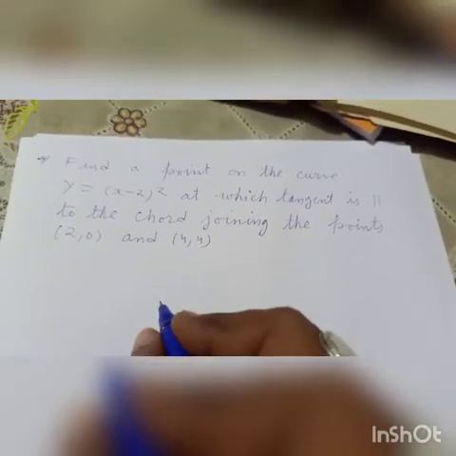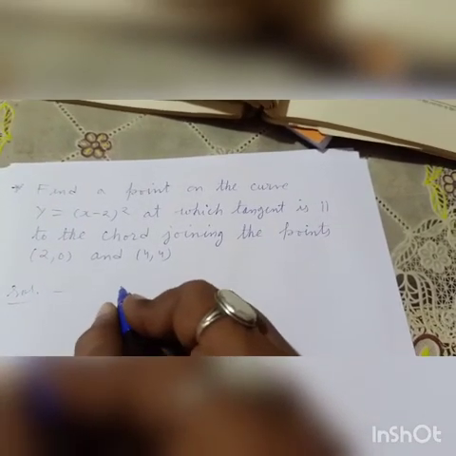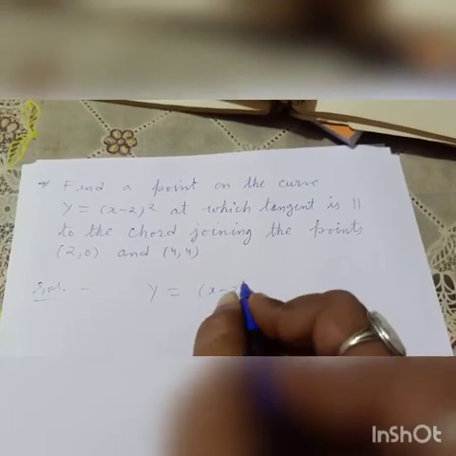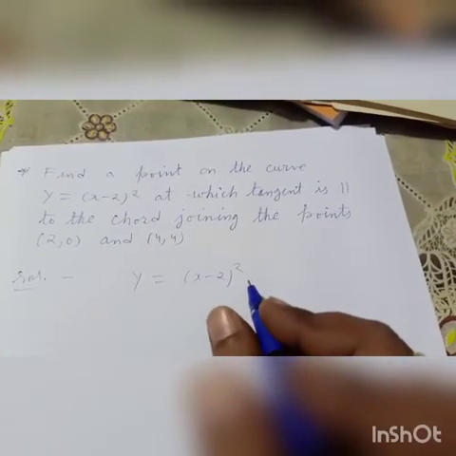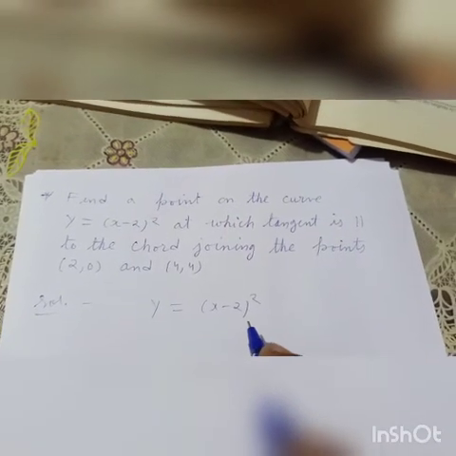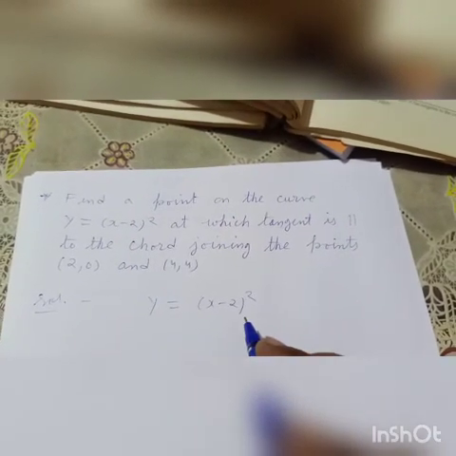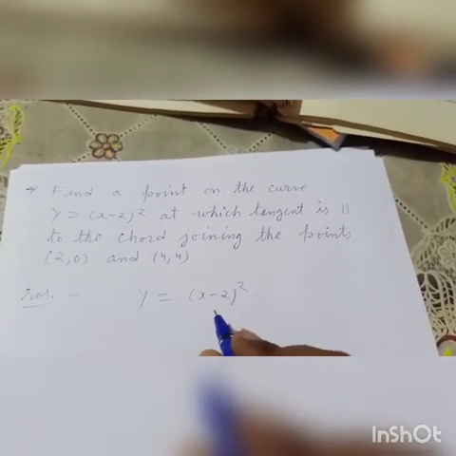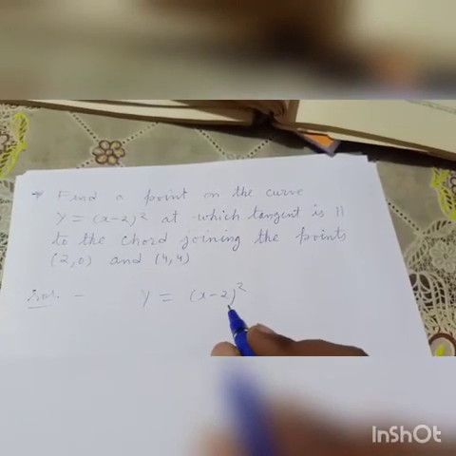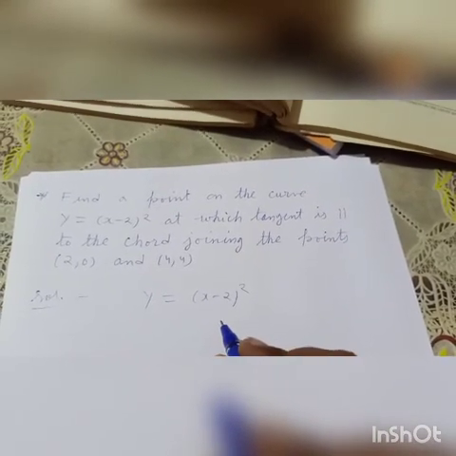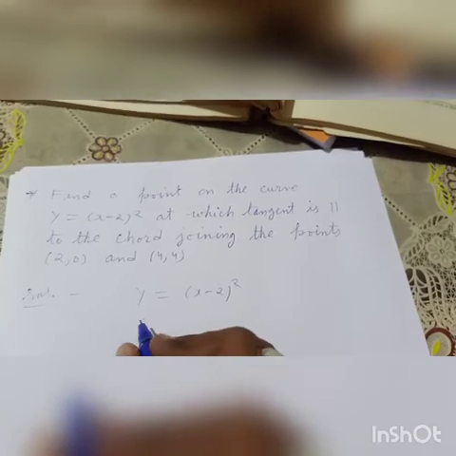The given curve is y equal to (x minus 2) whole square. We have to find the point at which the tangent is parallel to the chord joining the points (2, 0) and (4, 4). Now, the tangent to this curve is parallel to the chord joining the given 2 points, so we will find the slope of the tangent to the given curve.